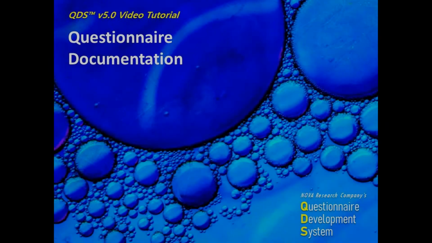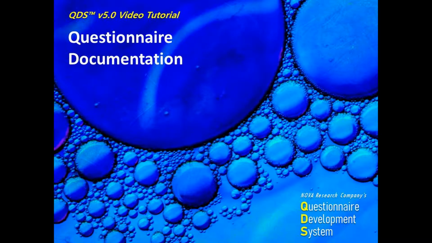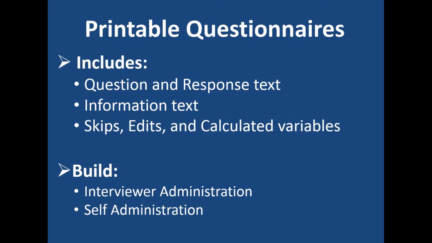This QDS video will review how to produce documentation for your questionnaire, including printable versions, codebooks, and a change history. In QDS, you can produce documentation for your survey at any time during development. One option is to build a printable version that can be used for review and to easily share with others. It includes all question and response text, as well as any skips, edits, or calculated variables you've programmed. It can be built for either interviewer or self-administration.